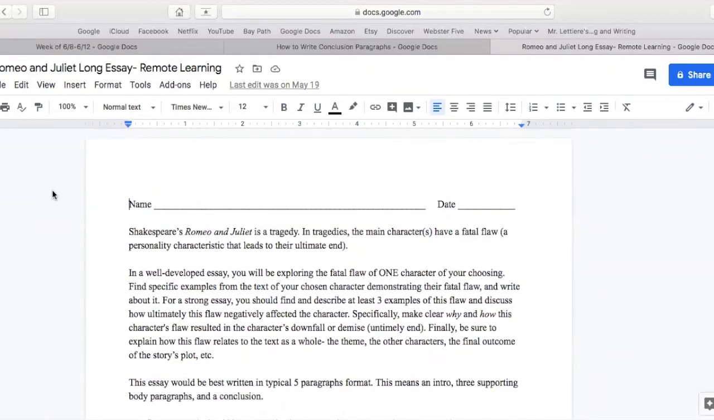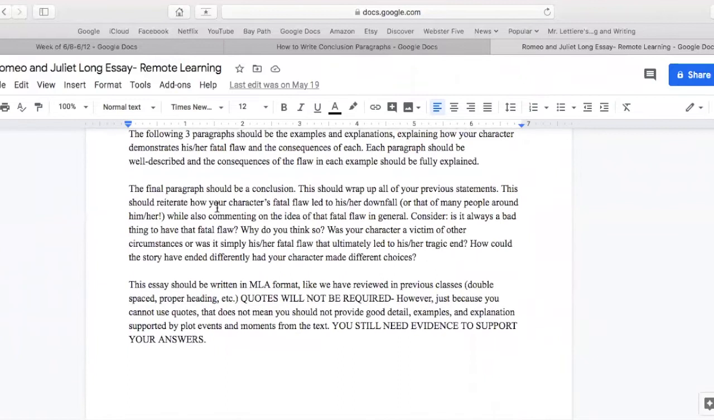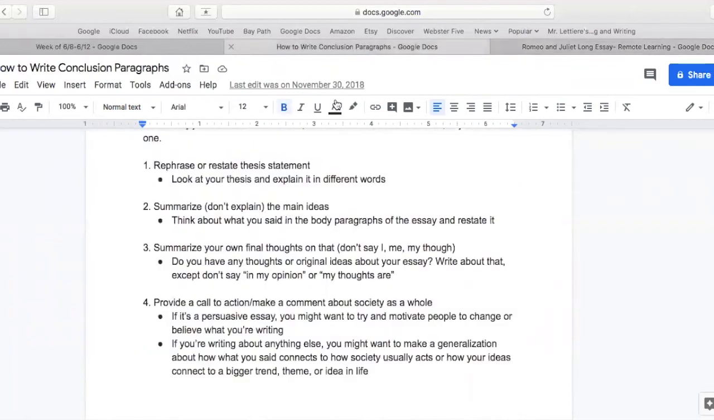In the original prompt that I sent you and explained to you a long time ago, I did address what you could talk about in your conclusion. It should be a wrap-up of previous statements, reiterate the character's final flaw and the downfall, while also commenting on the idea of the fatal flaw in general. So this is you giving your own thoughts here, not saying I, me, my, in my opinion, right? You're just stating it like they're facts, right?